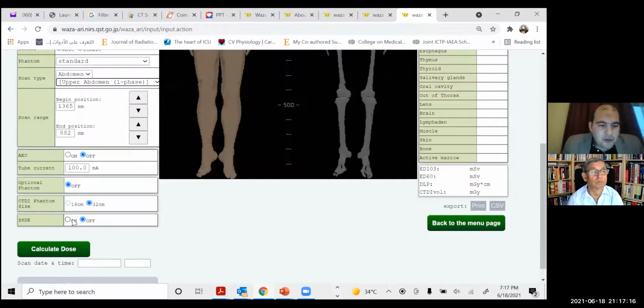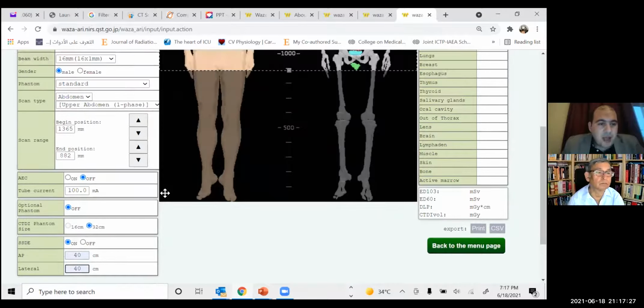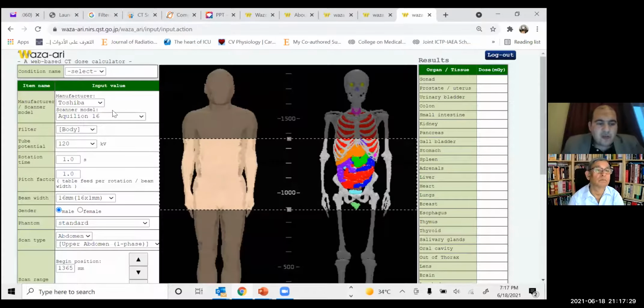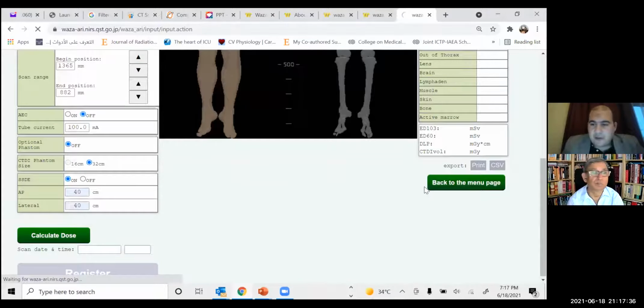So if I want to calculate a size-specific dose estimate, you have to turn it on and you have to put here, for example, the AP dimension and lateral dimension, okay? So you can change a lot of parameters here and compare between different vendors, okay? After that, it is easy to calculate the dose.